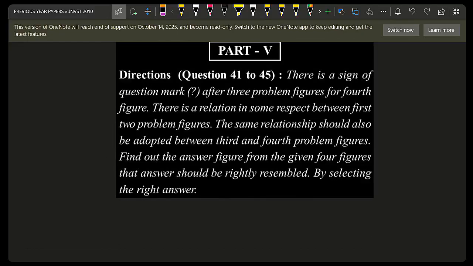So 4 figures will be given. In that, the 4th one will be missing. So first 2, we have to identify the relation. The same relation we have to apply on the 3rd to get the 4th figure. So this is called analogy. That means we have to analyze the relationship between the first and second.